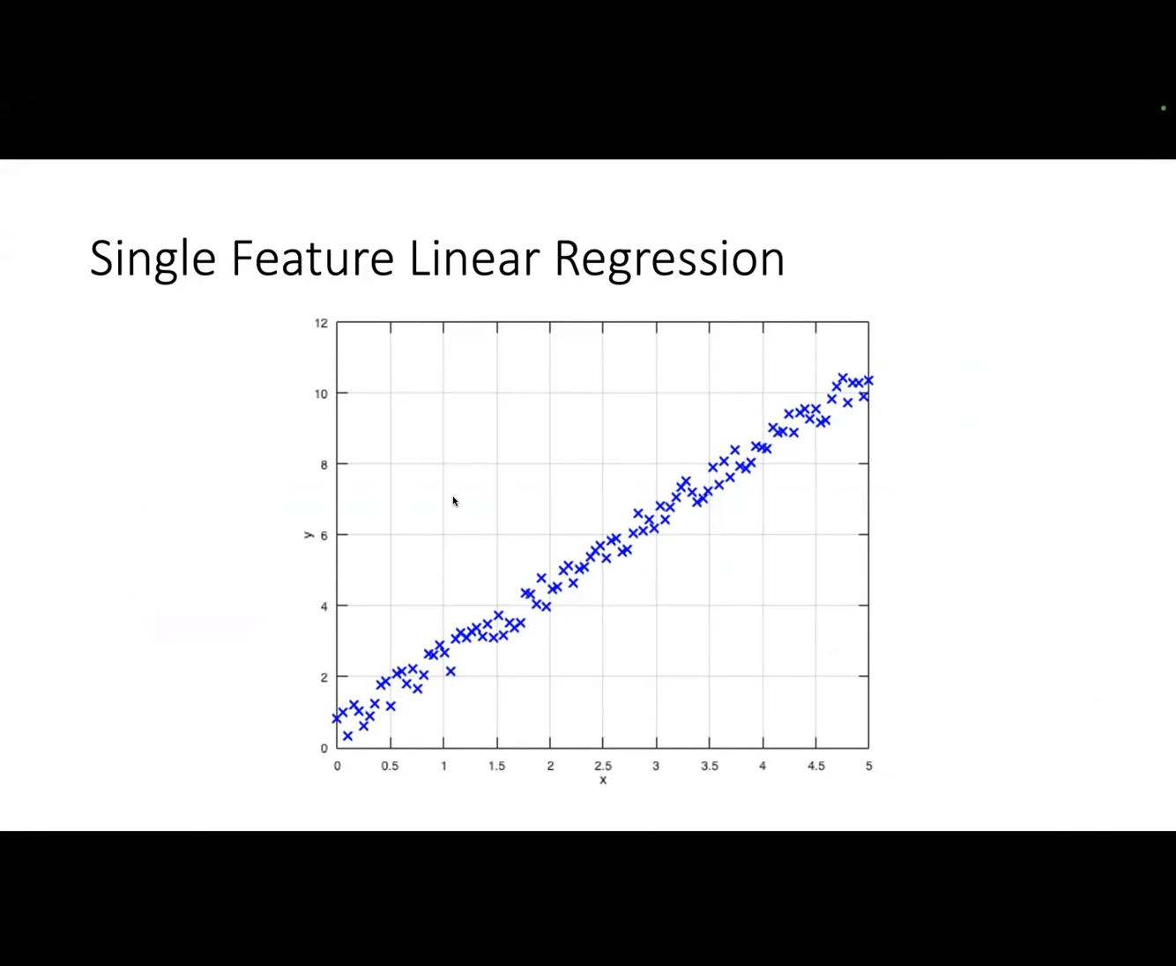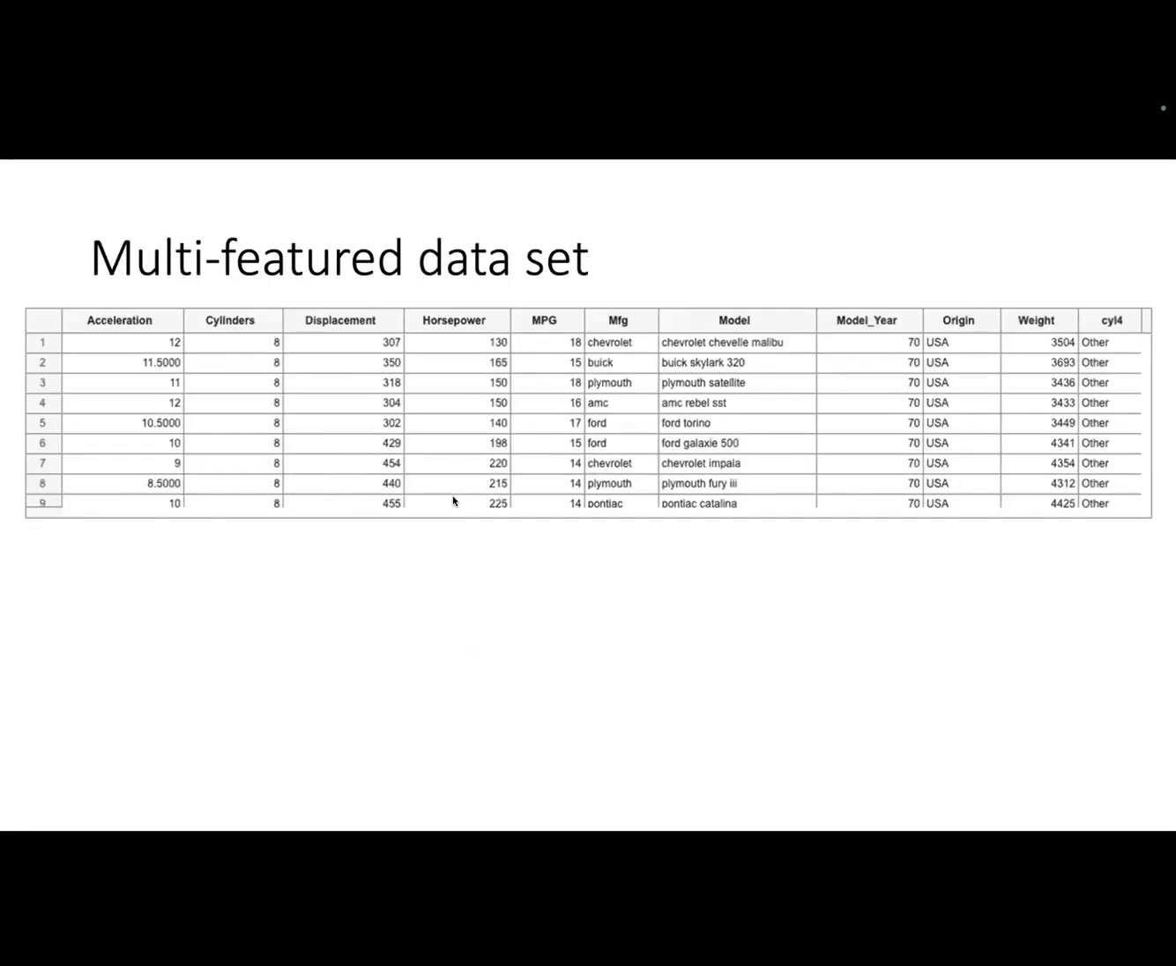Pero nilagay ko dito na single feature kasi yung sinosolve natin actually na variable dito is theta 1. And theta naught is actually called a bias. Okay, so for a multi-feature data set, ito yung mga x values natin.